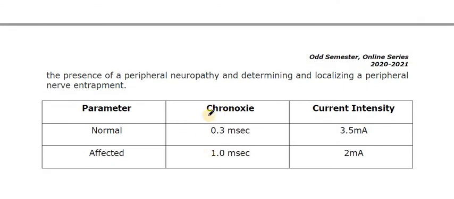Here are some parameters also given. You know what is chronaxie, you know what is rheobase, and you know this is your current intensity, this is the chronaxie. So normal chronaxie values are mentioned. The affected side or affected nerve will have higher chronaxie, obviously, because it will take more current or more strength. So these are the values that we find.